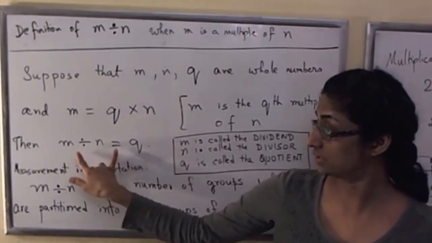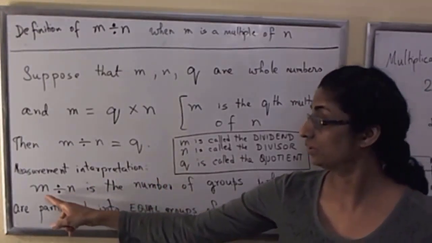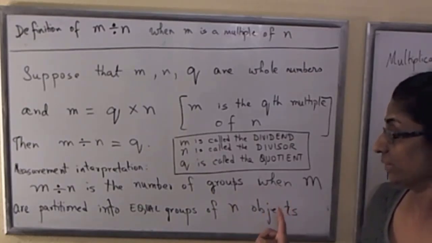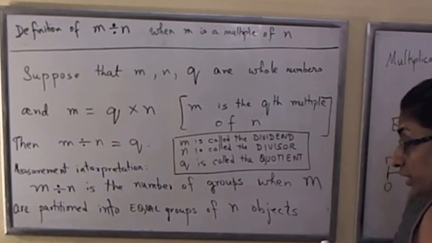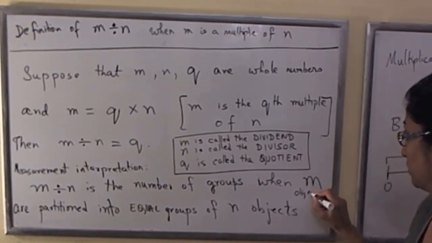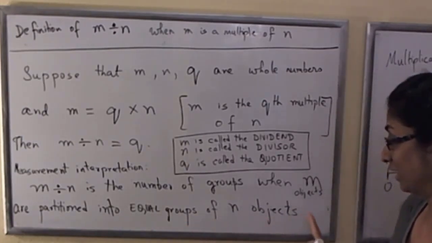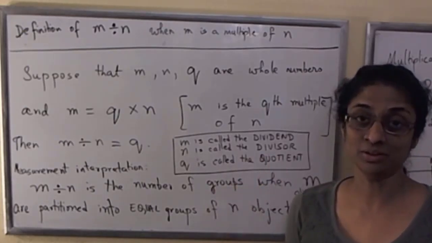Also, this division statement has a measurement interpretation. m divided by n is the number of groups when m objects are partitioned into equal groups of n objects. So keep this definition in mind for the future videos.